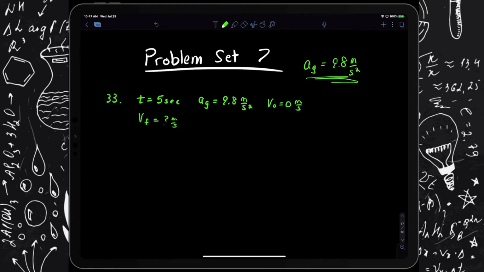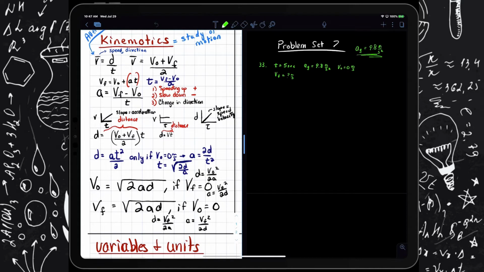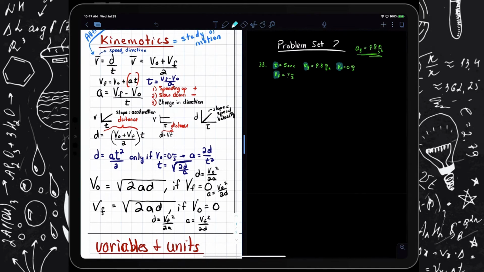All right. So based on that information, we're going to hop over to the formula sheet, and we're going to see what formula in here has our variables. I see time, VF, acceleration, and VO. Well, on my list, I see acceleration, VF, VO, and T here. Now, yes, it's not arranged to solve for final velocity, but you could rearrange the formula, or you could just grab the one that's already pre-rearranged right here if you wrote it down on your formula sheet. So we're going to use that one.